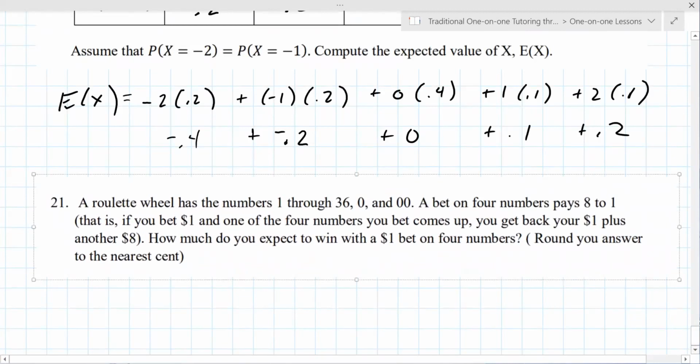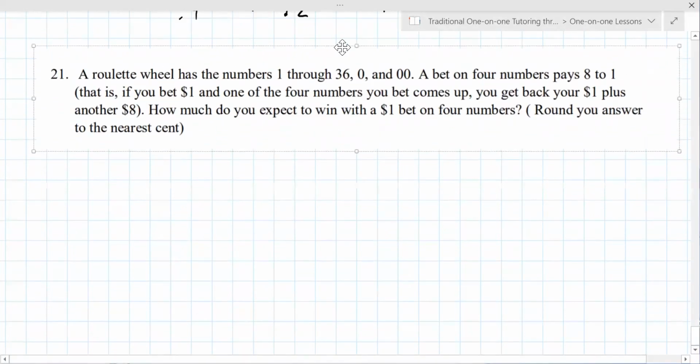All right, so a roulette wheel. Don't know if you played roulette or know what it is, but it's a wheel. It's got black and white numbers 1 through 36, then two green numbers 0 and 00. A bet on 4 numbers pays 8 to 1. That is, if you bet $1 and one of the 4 numbers you bet comes up, you get back your $1 plus another 8. How much do you expect to win with a $1 bet on 4 numbers?